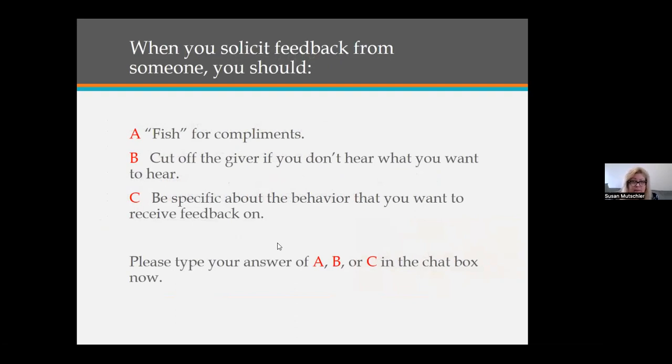Okay, so when you solicit feedback from someone, type A, B, or C in the chat box: should you A, fish for compliments? B, cut off the giver if you don't want to hear it? Or C, be specific about the behavior that you want to receive feedback on?